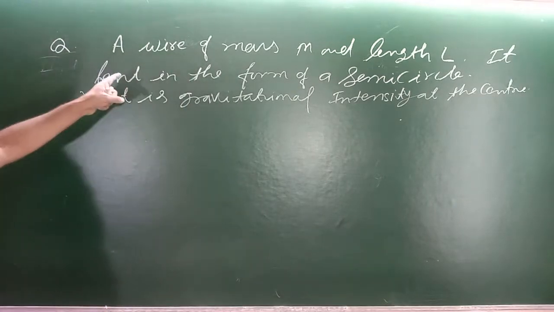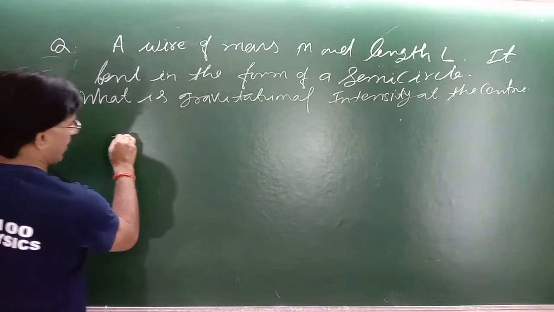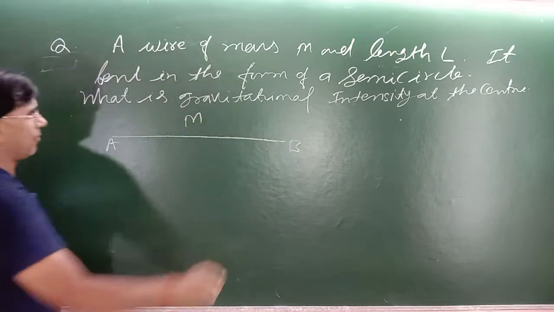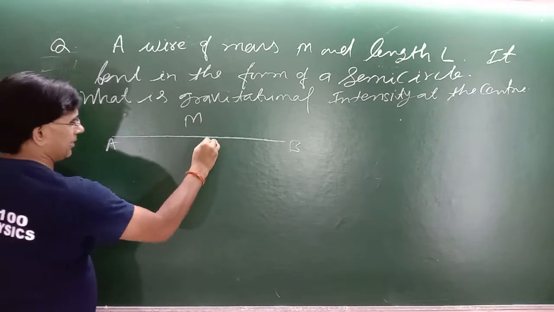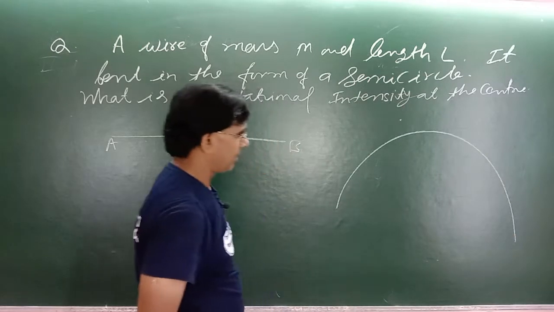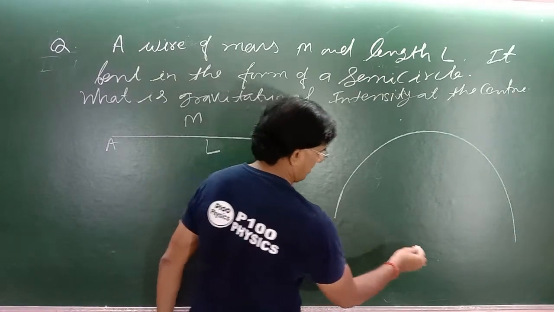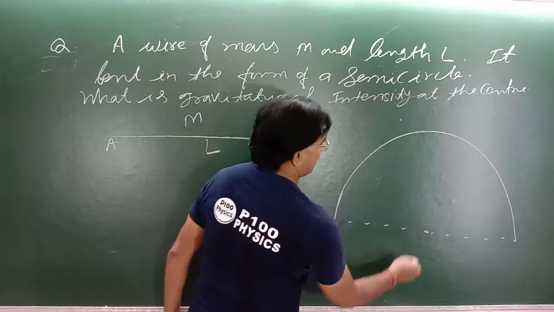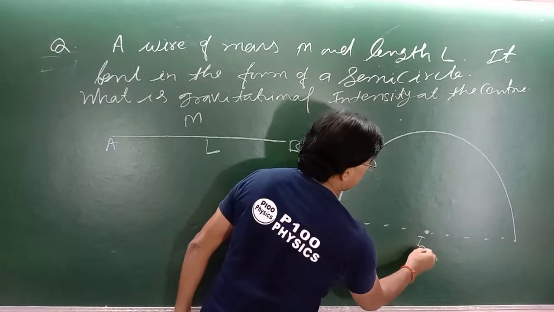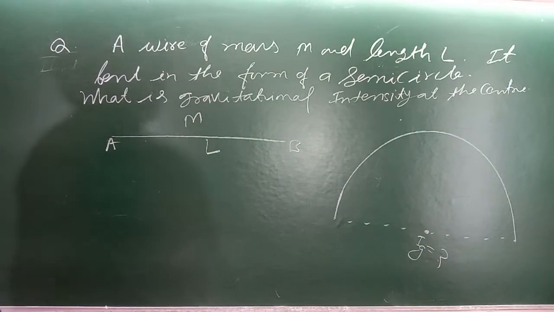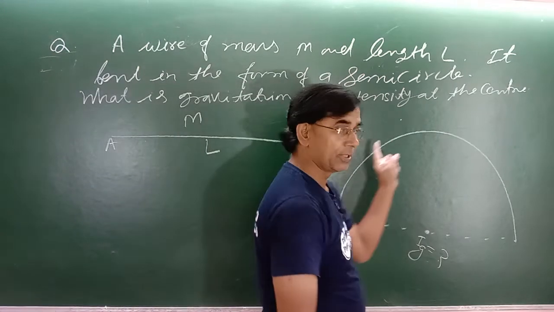Okay, most important question. This is the wire. Mass of this wire is m, and we suppose this is the AB wire. Mass is m, length is L. It is bent in the form of a semicircle like this. This is the center. You have to determine the value of Ig here at the center. What will be the Ig, the intensity of the gravitational field at the center of the semicircle?